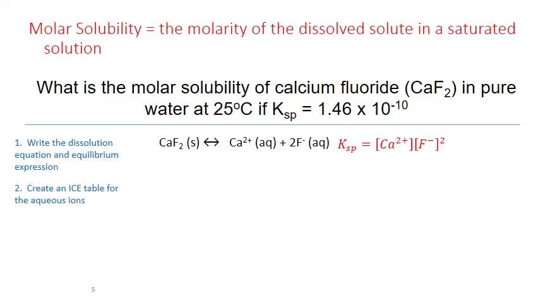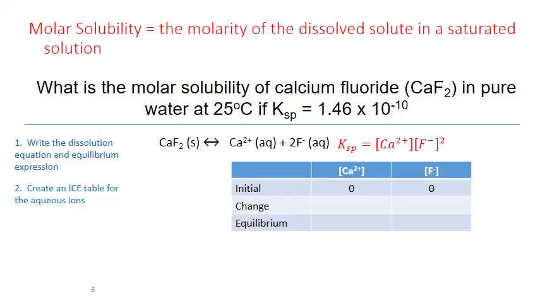Now, the second step is to create an ICE table and fill it in. So we start with dissolving this in pure water, so our initial concentrations of both ions is going to be 0. That means we're going to add in the change row, and we'll add in terms of X for the calcium ions and 2X for the fluoride ions, with the 2 simply coming from the coefficient on that fluoride in the balanced chemical equation. Our equilibrium row is simply the initial plus the change row combined, so it becomes X and 2X.